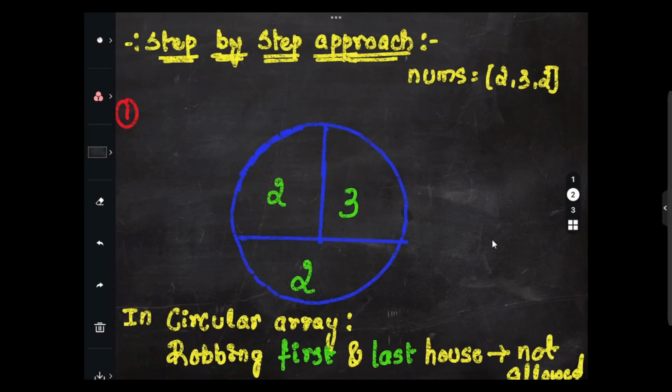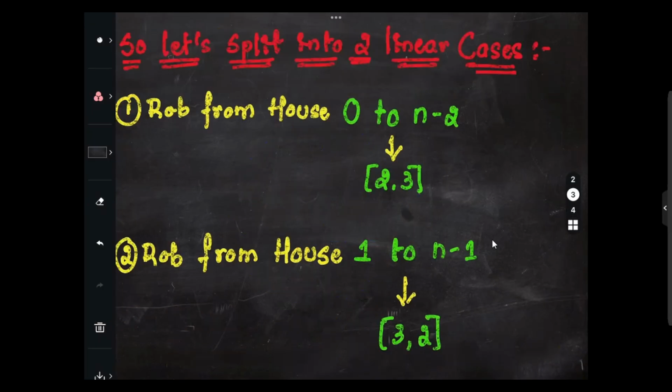In this case we cannot consider this one and this one. Why? Because these will be adjacent houses, the first and the last house, right? So there are two steps here. Let's discuss this step by step. In the circular array, robbing the first and last houses is not allowed. Robbing the first and last houses is not allowed.